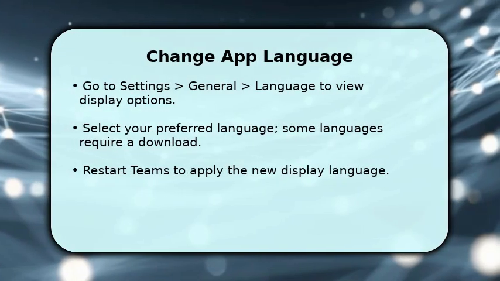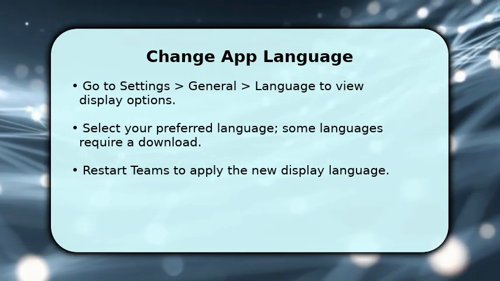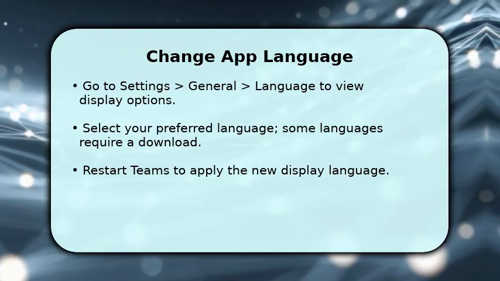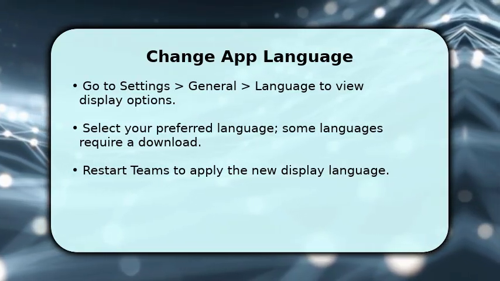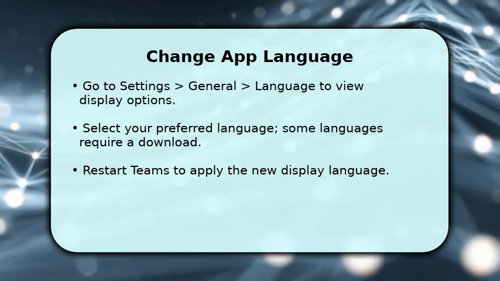You'll change the app language under Settings, General, Language, where display and proofing choices appear. Select your preferred language from the list. If a language needs an extra download, Teams will prompt you. Accept and wait for the files to finish.